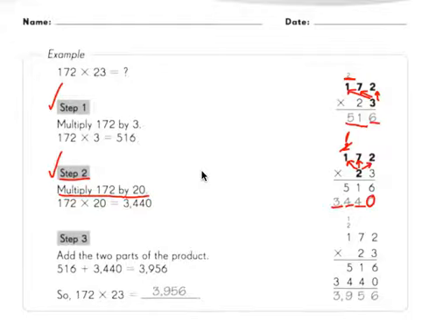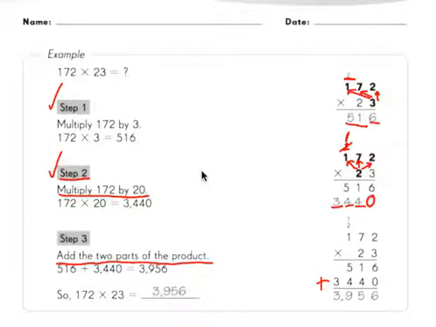The last step is step 3. We add the 2 parts of the product, the 2 parts of the problem. So we add 516 plus 3,440. Now, for some reason, there is no plus sign put in any of these problems. So I had the students go through and write the plus sign in.